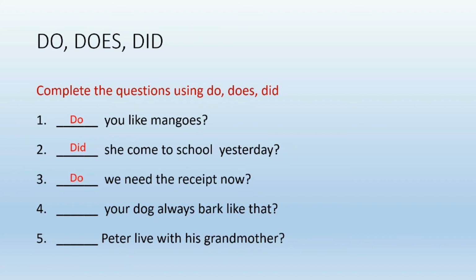Next one, dash, your dog always bark like that. So your dog is third person singular. So what does a third person singular take? It takes does. Dash, Peter live with his grandmother. So again here Peter is also third person singular. So third person singular takes does. Yes children, I hope you understood the usage of do, does, did in framing questions.